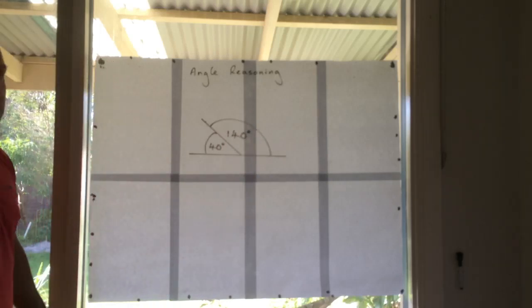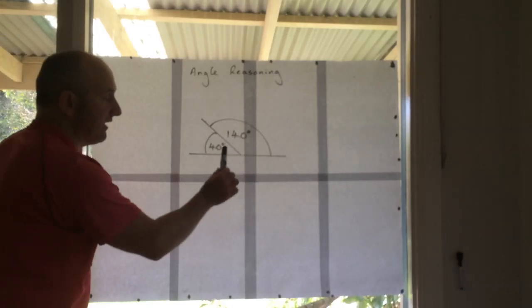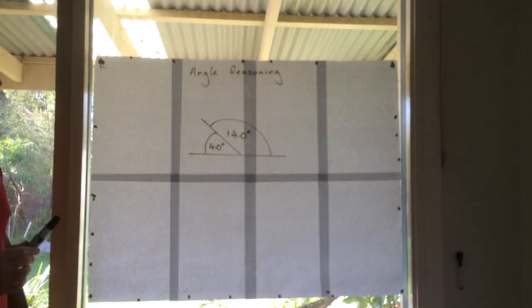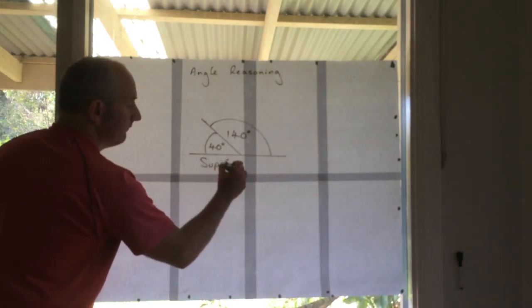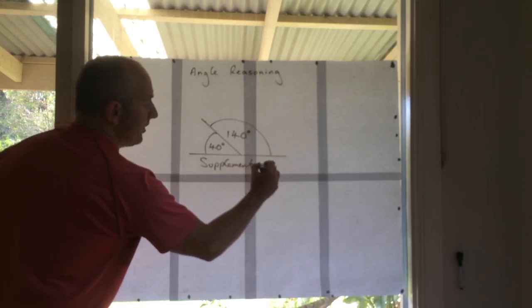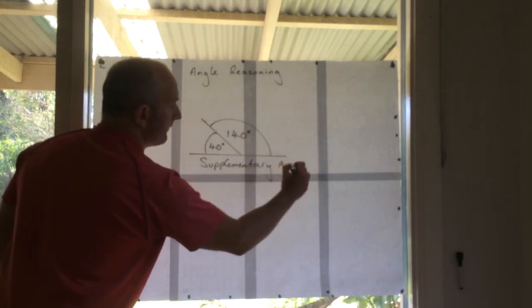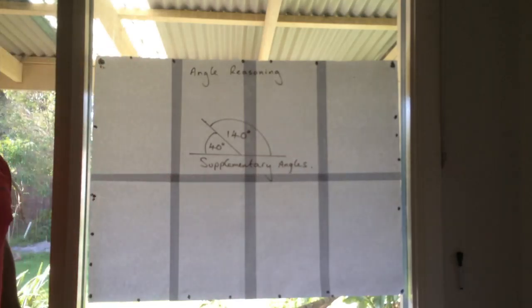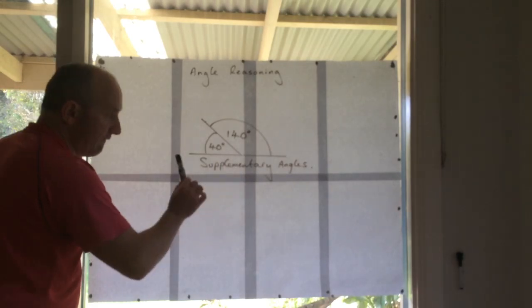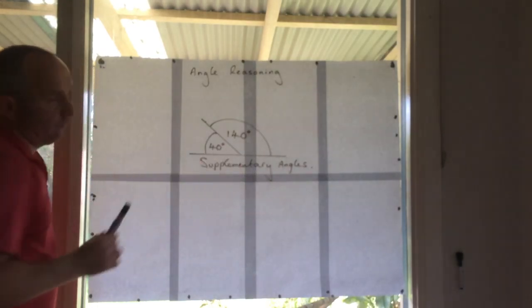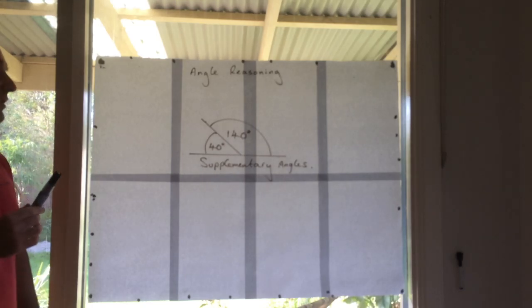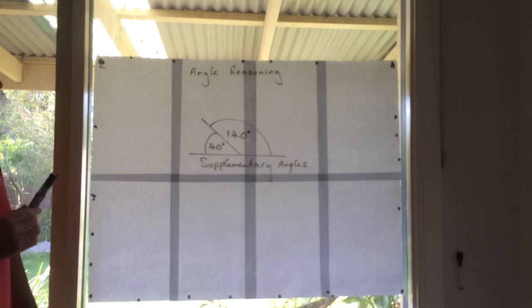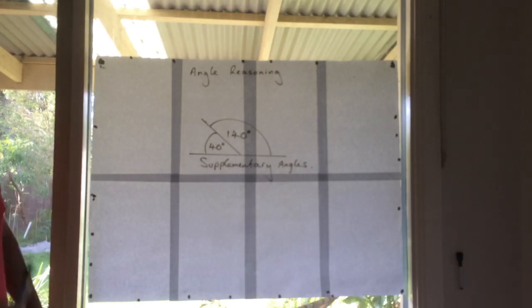Now what gives me the right to say that these two angles add up to 180 degrees? To get the full marks, I mention this. They are supplementary angles. It's a key phrase that we have to refer back to. If the two angles in a straight line add up to 180 degrees, they are supplementary angles.